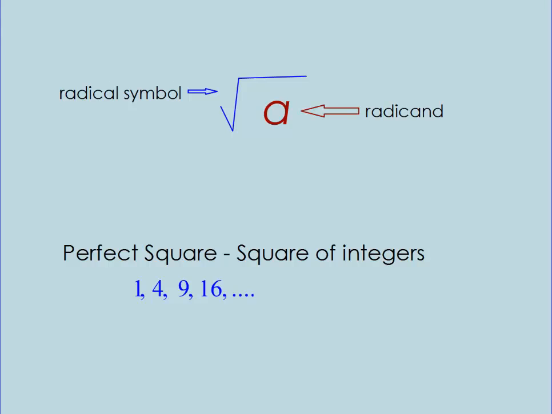Moving on, a little bit more vocabulary. We told you this symbol is the radical symbol. Inside the radical symbol, we call this the radicand. Another vocabulary word: perfect squares are squares of integers. So 1 squared is 1, 2 squared is 4, 3 squared is 9, 4 squared is 16, 5 squared is 25, and so on. If you have a times table, it actually forms a diagonal from the top left to the bottom right. We'll show you that in class.